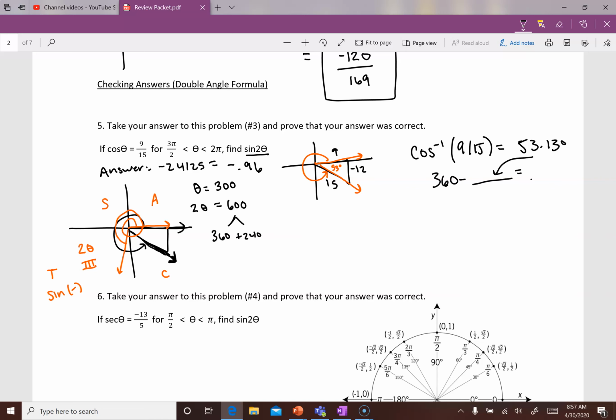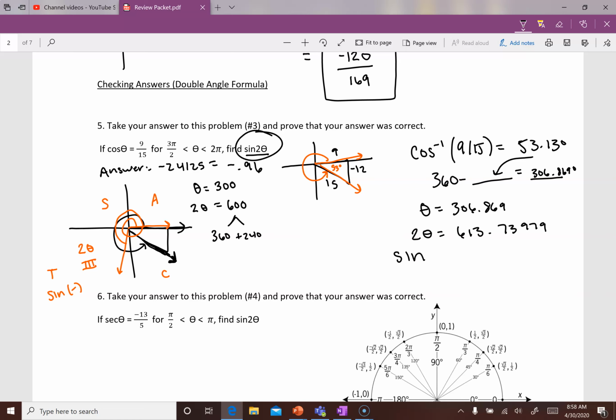And I get that my theta is equal to 306.869 degrees. And I was really close at guessing that correctly, so go me. All right, so if my theta is equal to 306.869, I just double that to get my 2 theta, which is going to be 613.73979. And so then I just have to check what sine of 2 theta is.